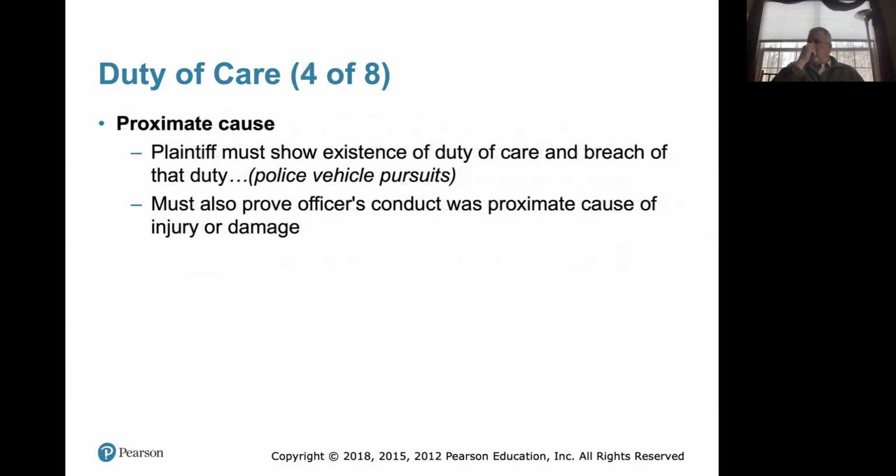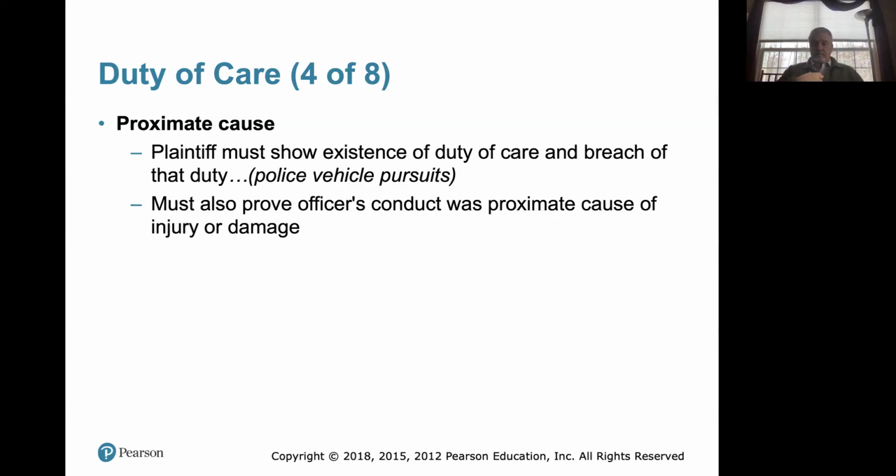Now, one of the biggest issues that we see in courts is this idea of proximate cause. You could have a situation where the police officer had a duty and they in fact breached the duty. They did not do what they were supposed to do, but they were actually not the cause of the damage that the person who's suing actually received. And the example I can think of is where the police officer tries to initiate a traffic stop on a motorcycle. The motorcyclist doesn't stop. It becomes a pursuit.